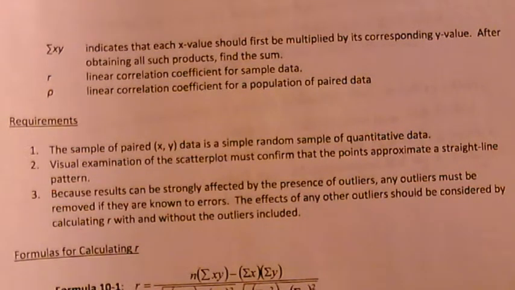And number 3, because results can be strongly affected by the presence of outliers, any outliers that you have must be removed if they are known to be errors. And the effects of any outliers should be considered by calculating R with and without those outliers included. Okay, because if you recall, outliers are those data values that are far away from the other data values in that set. And that paired XY data value, if it's an outlier, it can affect the value of R, which is your linear correlation coefficient.